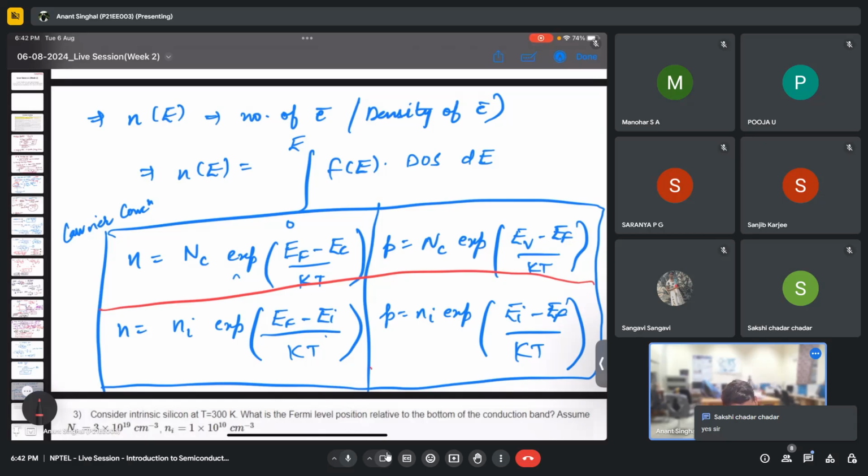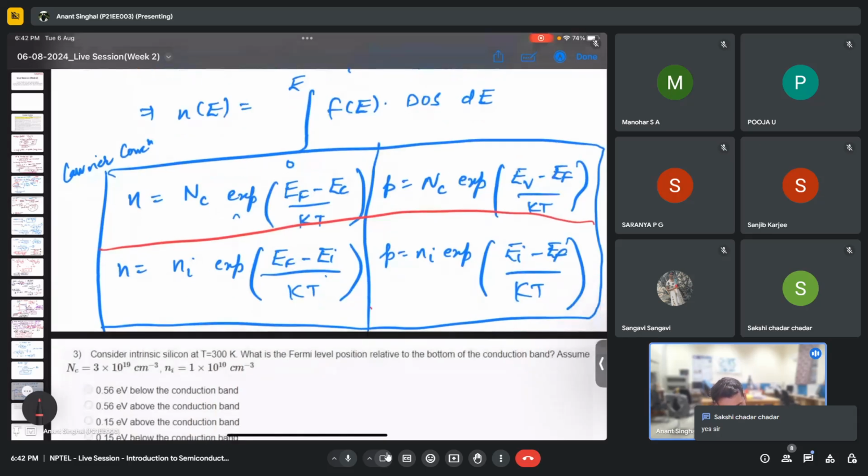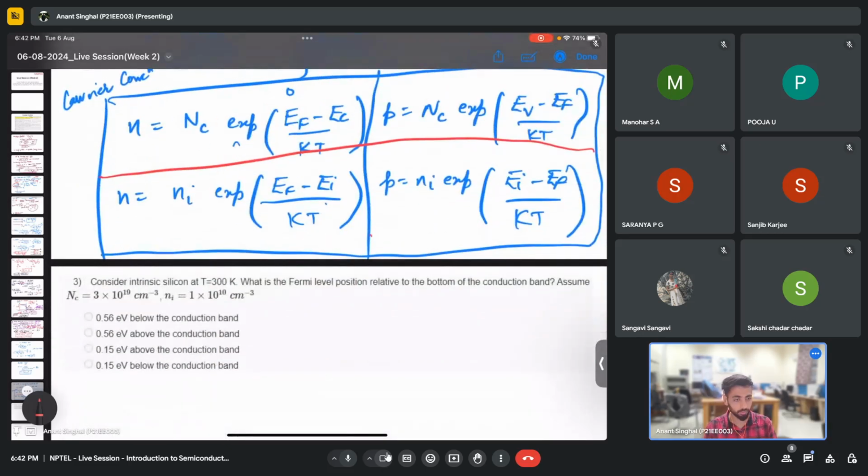Yeah, sure. So you can try out this question then. You can take 5 minutes. We have an intrinsic silicon. We already talked about what is intrinsic silicon. Intrinsic silicon means that it is pure silicon, that is, it is not doped. So the electrons and holes will be equal, and that will be equal to the intrinsic carrier concentration, which is given in the question.